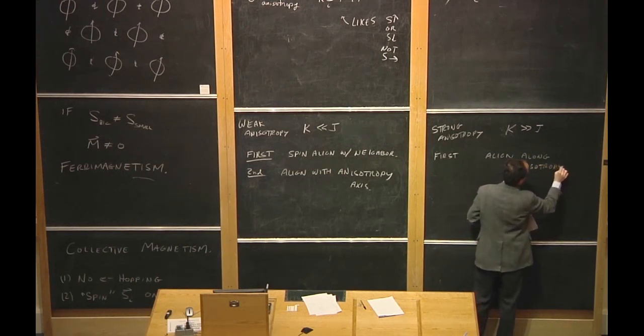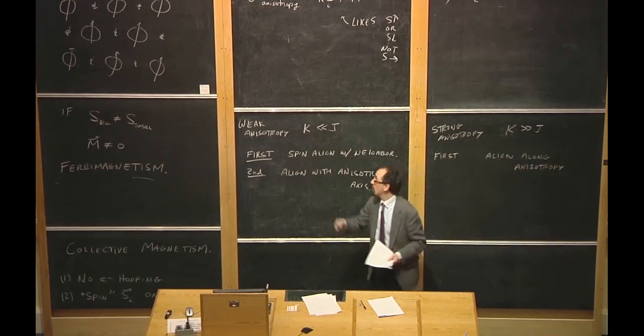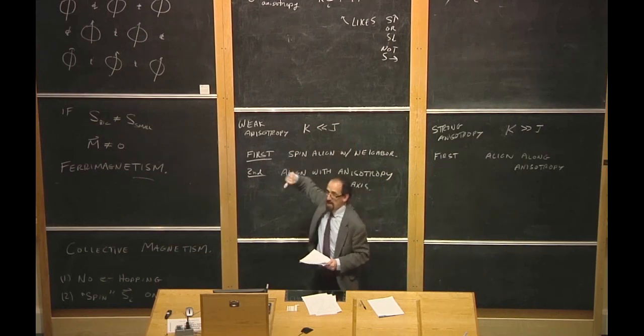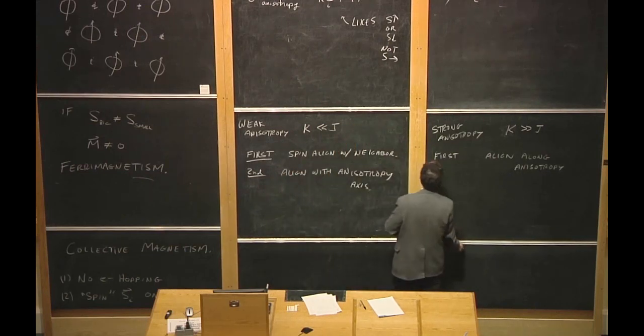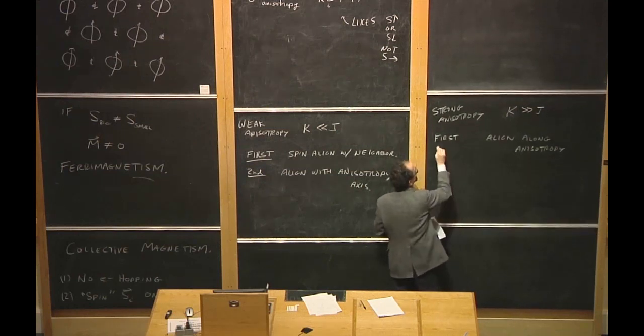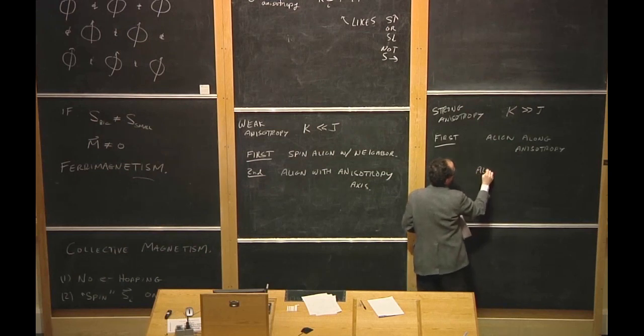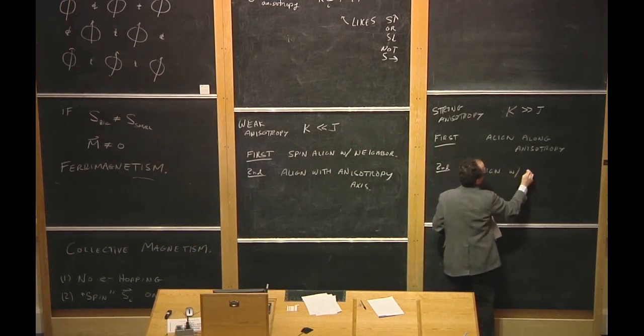For example, all spins will point either up or down if we're using that up and down anisotropy, that everyone has to point either up or down. That's what you do first, because that's the big energy scale in the system. But then second, you align with neighbors.